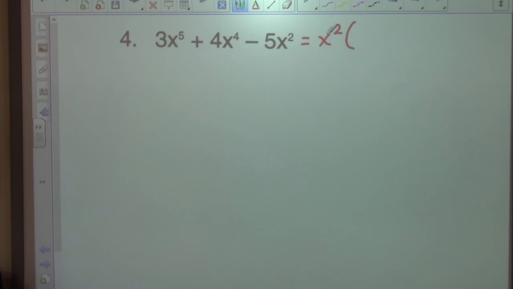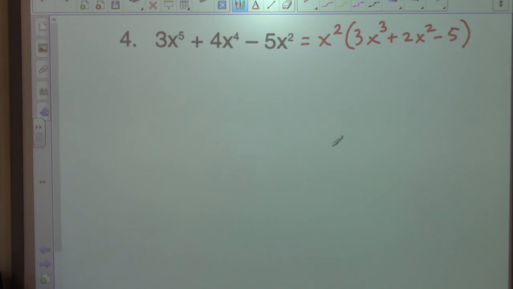And so what times x squared is 3x to the 5th? 3x cubed? Yeah, 3x cubed. And then what times x squared is 4x to the 4th? 2x squared? Yeah, so that's going to be 2x squared. And then finally, what times x squared is negative 5x squared? Negative 5. Oh, my bad. Okay? And so that's going to be that number 4 factored out.